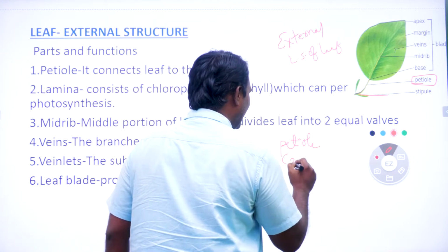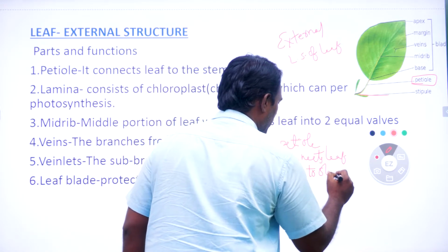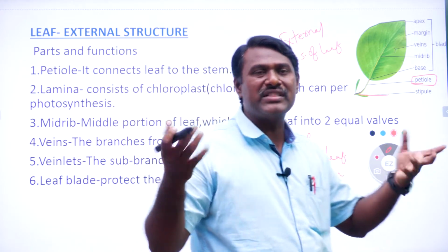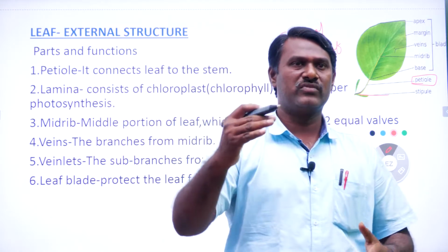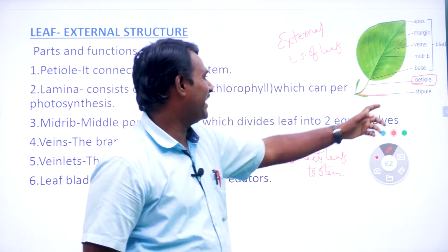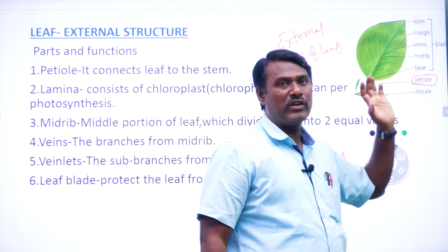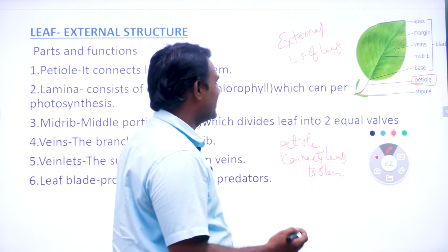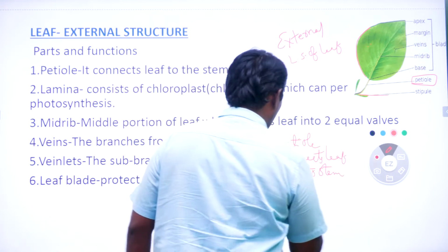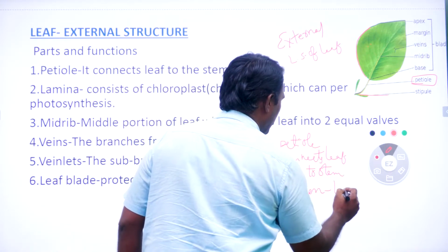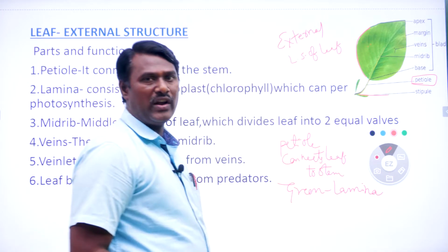The petiole connects the leaf to the stem. So the place at which the leaf is exactly formed on the stem, that exact place we call the petiole. The tips of the petiole we can call stipules. Next, here we can see the green colour part of the leaf. This green colour part of the leaf we call the lamina.